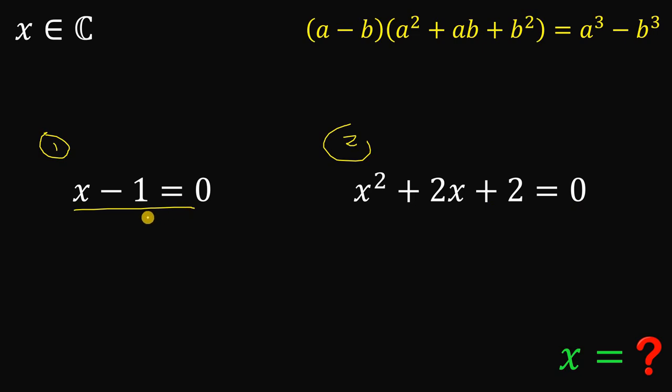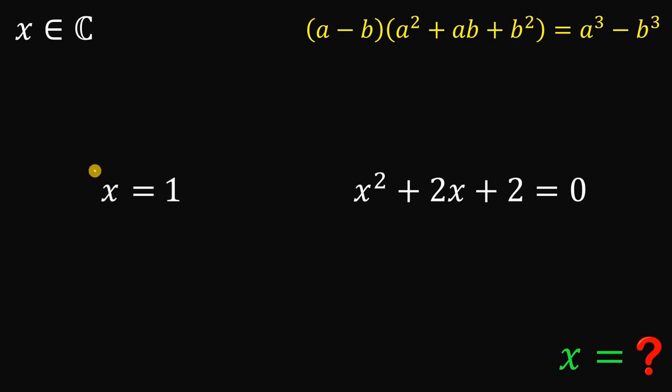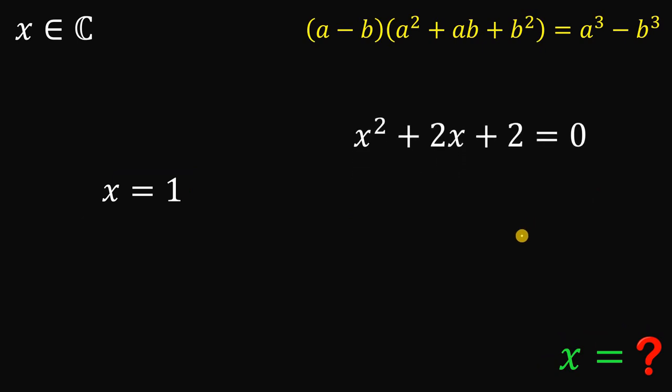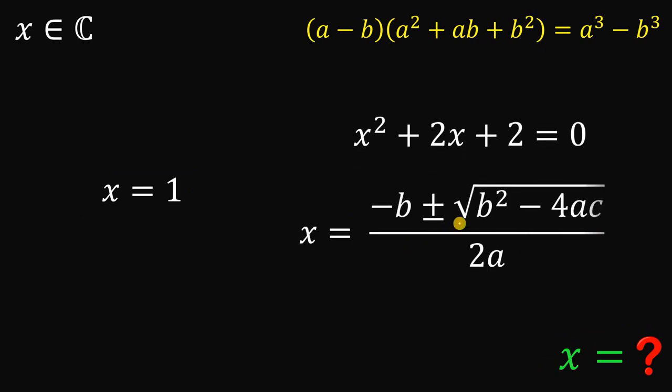Now, in the first case, we can easily solve for the value of x. Let's add 1 on both sides. So x is definitely equal to 1. So we now have the first value for x. Now, how about the second one? x squared plus 2x plus 2 equals 0. This quadratic equation is not factorable. So we will use the quadratic formula. We have negative b plus or minus square root of b squared minus 4ac all over 2a.